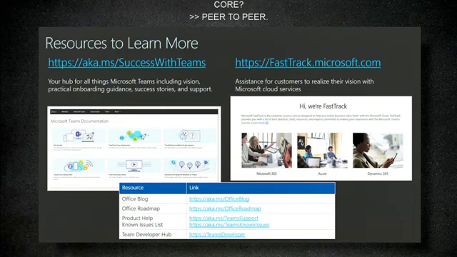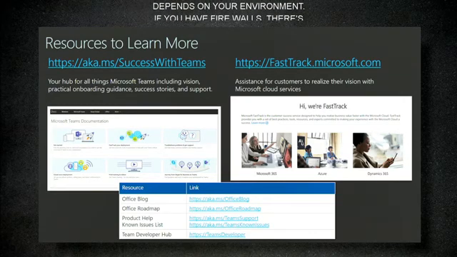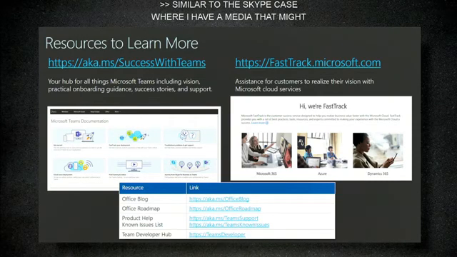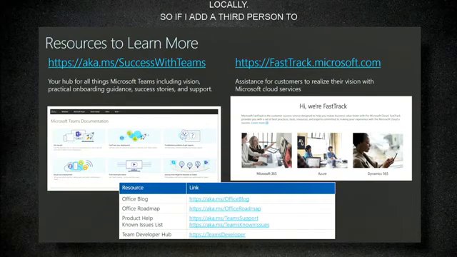So if I had a third person. But it does depend, to be clear, on your environment. If you've got firewalls, there are relays that you can go through. It depends on your situation. Similar to the Skype case, where I've got a media relay that might be sitting in the cloud now, not locally. So if I had a third person in that conversation, does an MCU get invoked? Yeah, then it goes through a relay in the cloud.